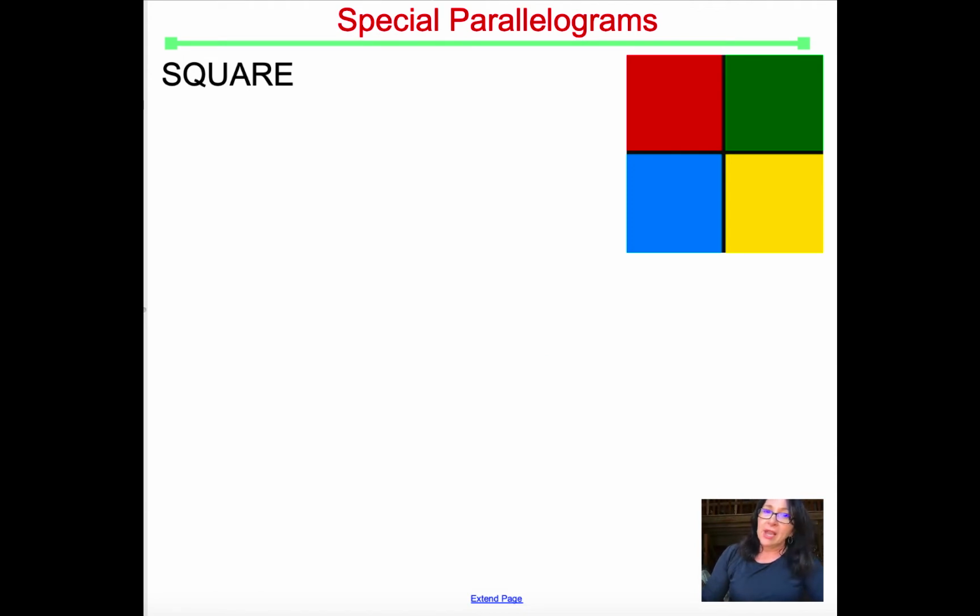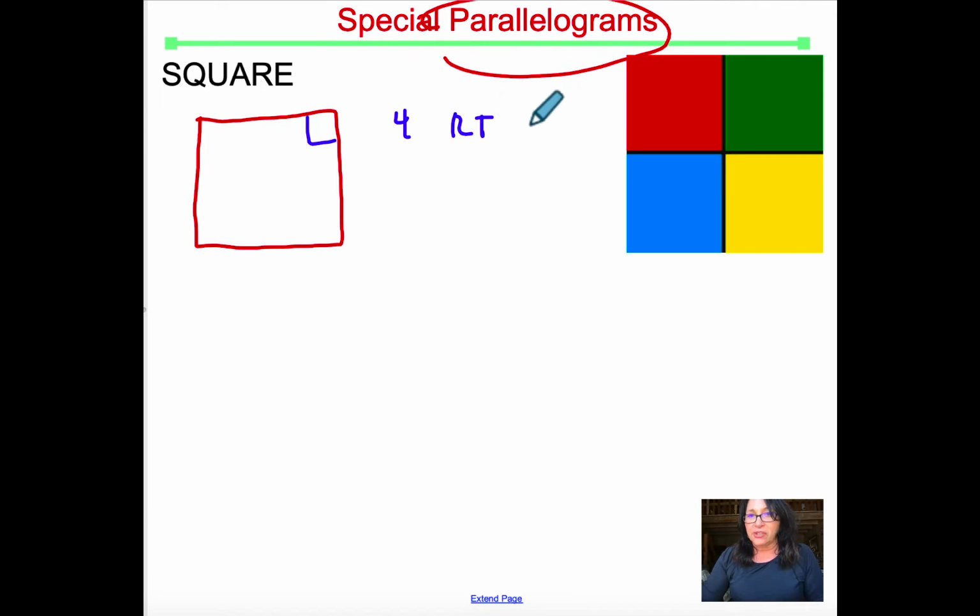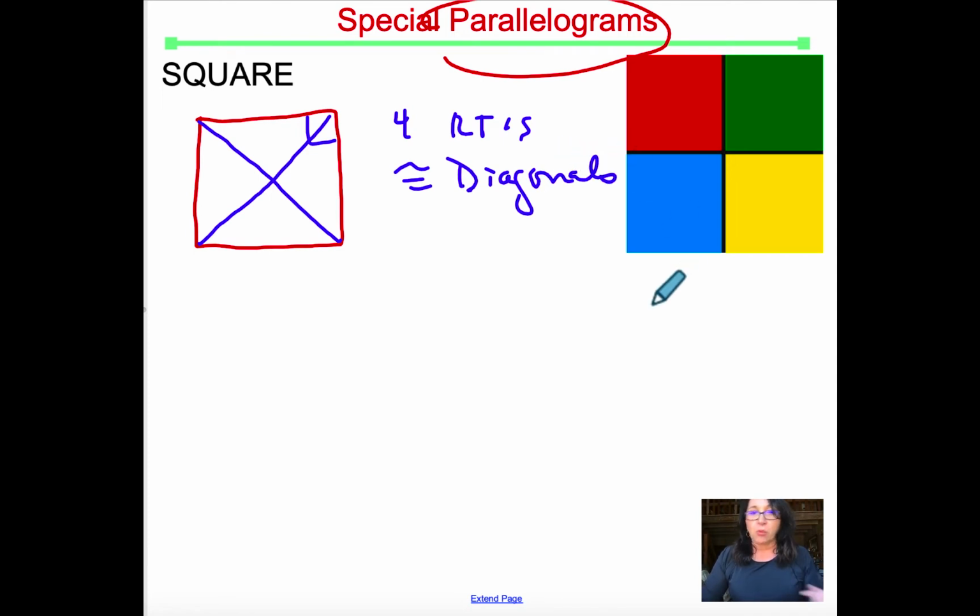And for a square, now a square is super powerful because not only does a square have all the characteristics of a parallelogram, but additionally, it has all the characteristics of a rectangle and all of the characteristics of a rhombus. So a square has 4 right angles, just like a rectangle. It does, just like a rectangle, have congruent diagonals. Okay, a rhombus doesn't have that. But what a square does have are perpendicular diagonals, like a rhombus does. So the diagonals are perpendicular.